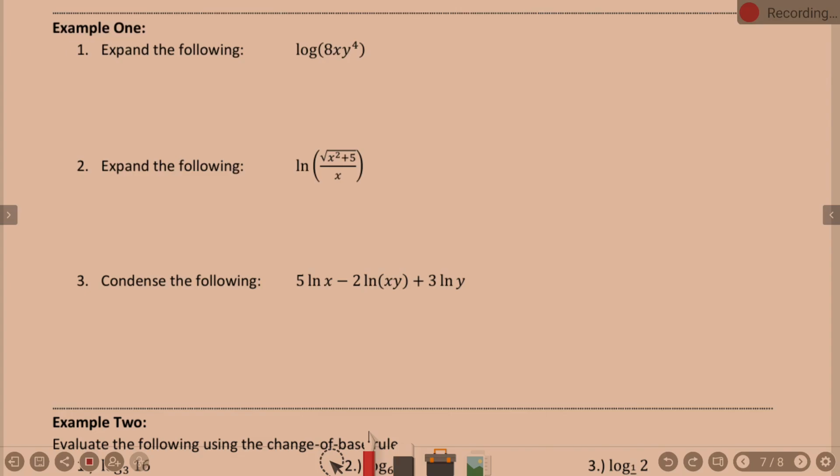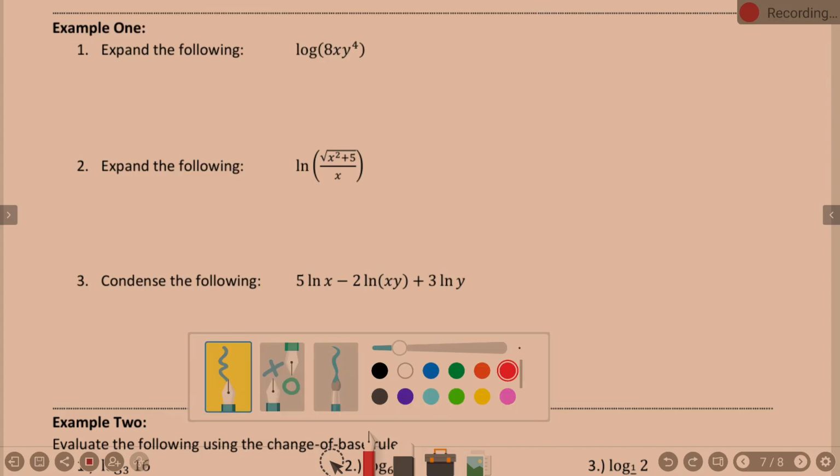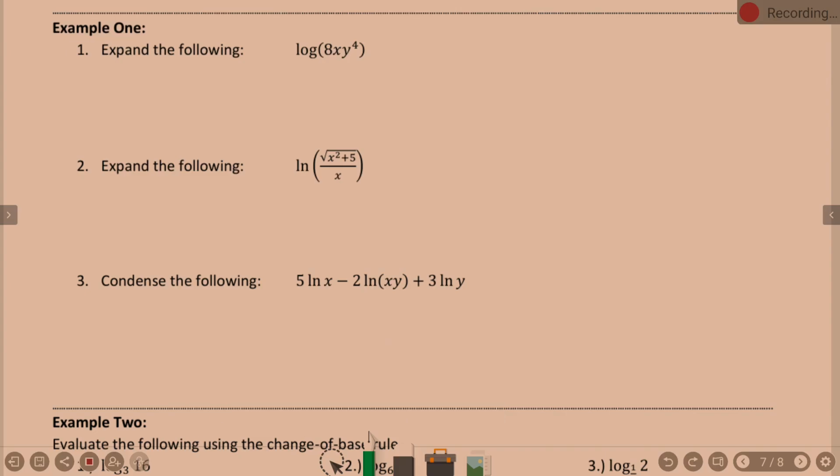Okay, so expanding this log of 8xy to the 4th. Thoughts on where to begin? As in, pick one of the rules from above. Product. Okay, how can I use the product rule?